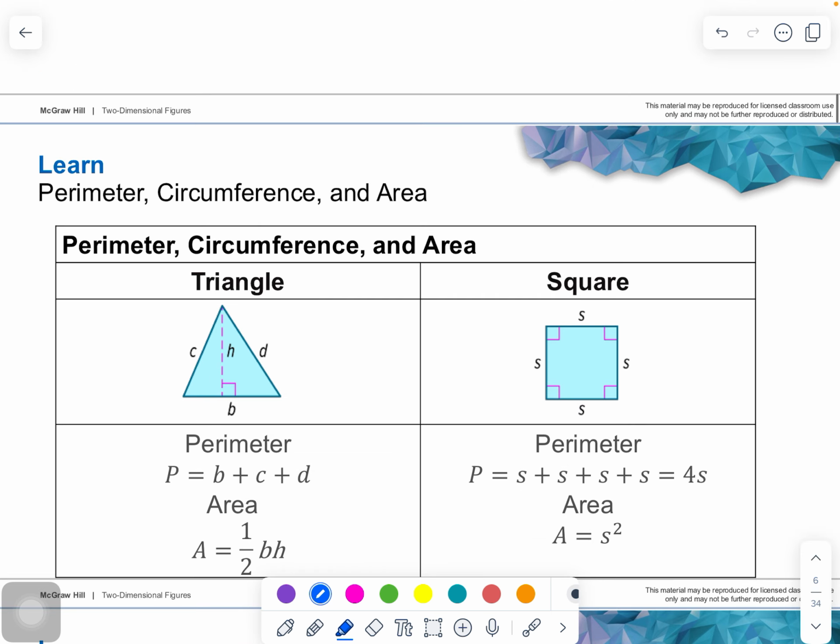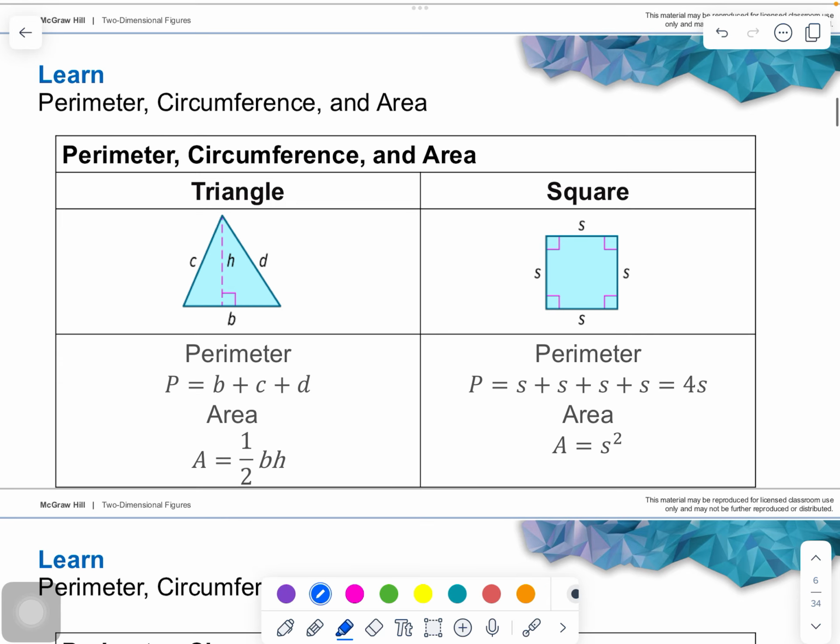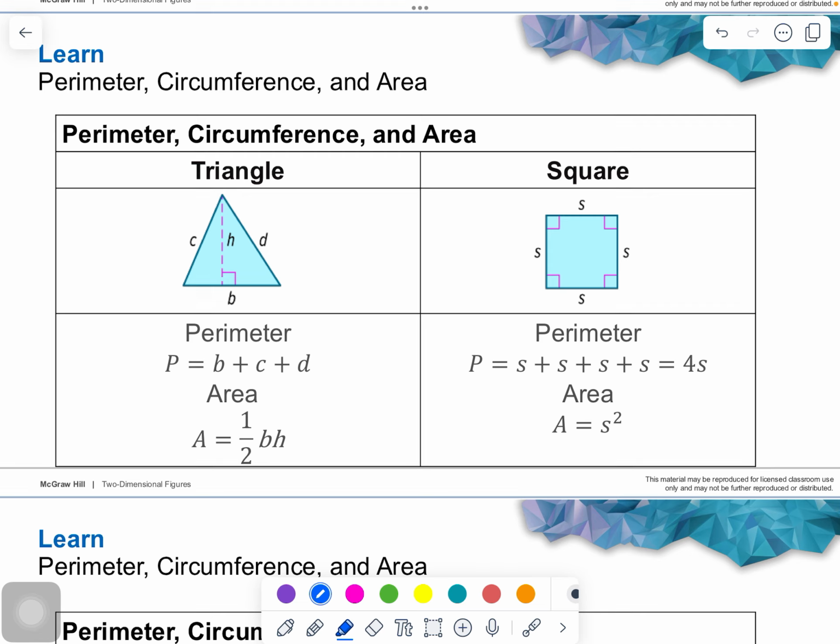So looking at a few, here's some of the equations we'll be using as you go down. I've got them all written in front of you, so you can just be looking at them and examining as we look. Triangles, the perimeter is, of course, just adding up all of the outsides. We're adding up B plus C plus D to get our overall perimeter. And area is 1/2 base times height.